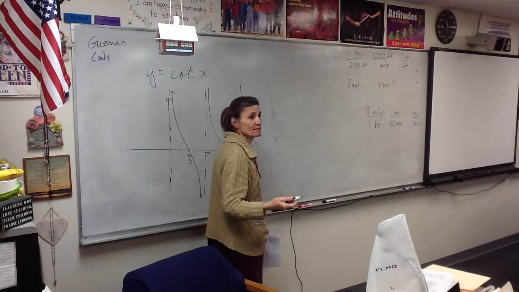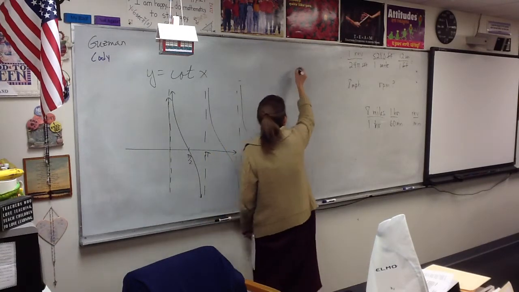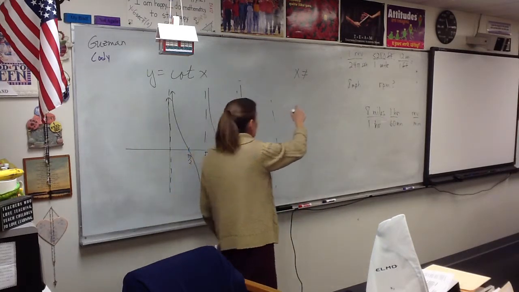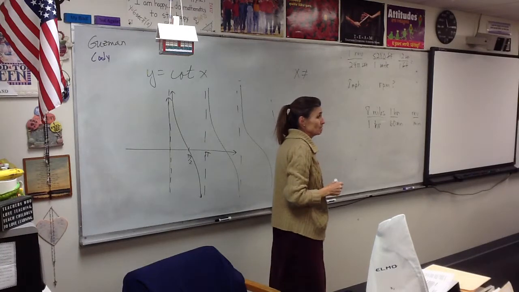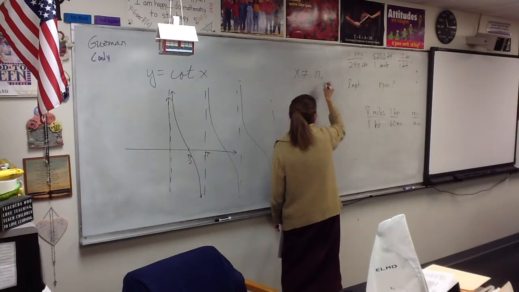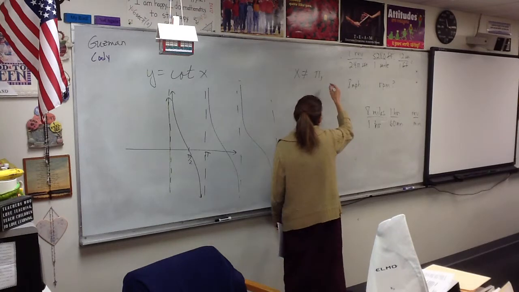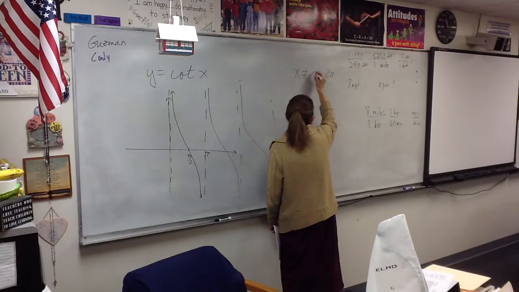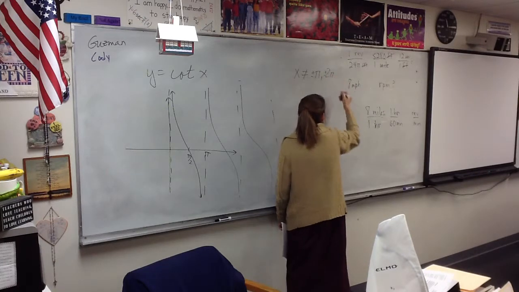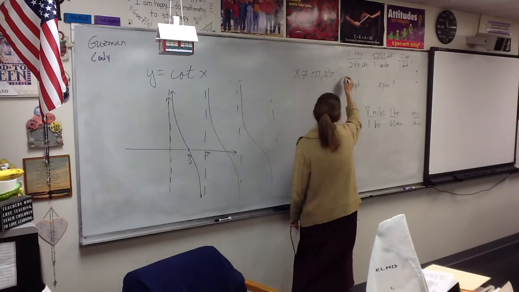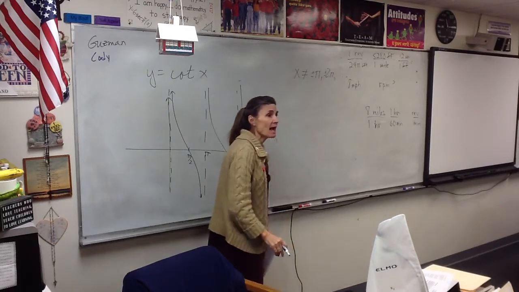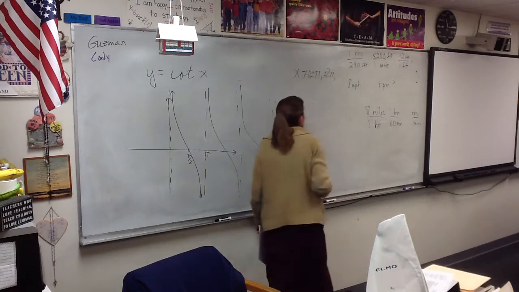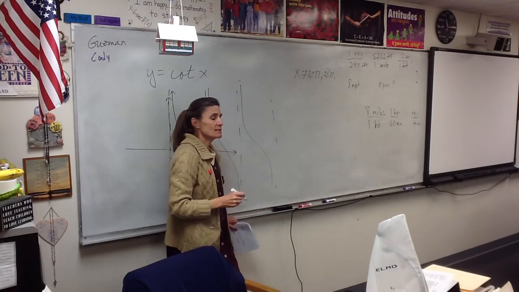So how could I express this? My domain is all real numbers, but x can't be what? If this is y equals cotangent x, x can't be what? Can't be pi, can't be 2 pi. What about negative pi? Can't be that. Can't be that either, so this would be okay. I would accept that. We've got to put 0 in there too. But can you think of another way maybe of expressing that?